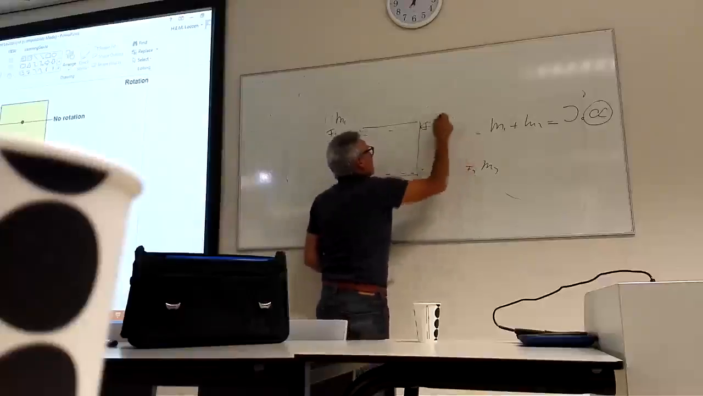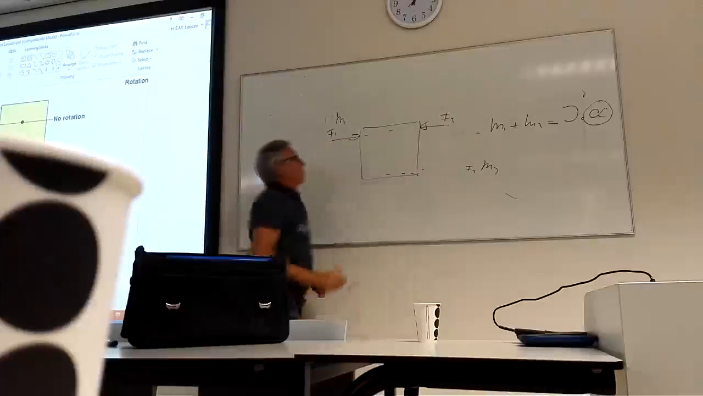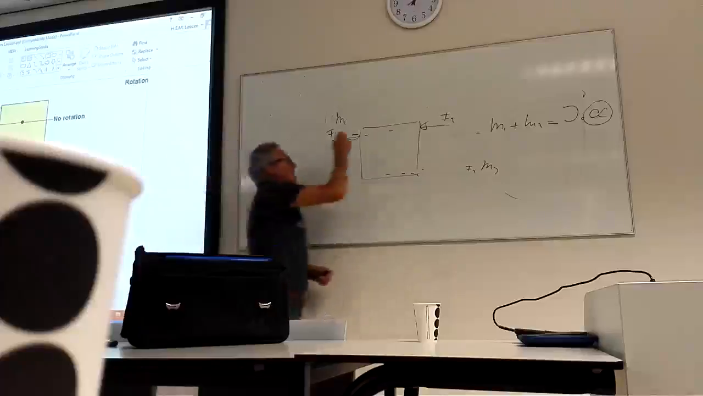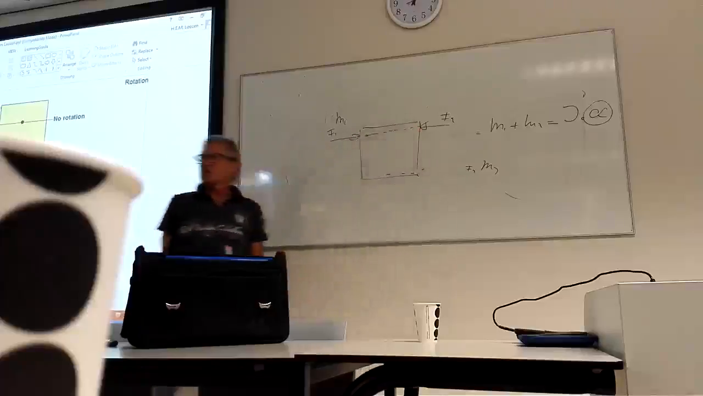What if F1 and F2 are equal and the action line is equal here? What is the consequence? No movement.